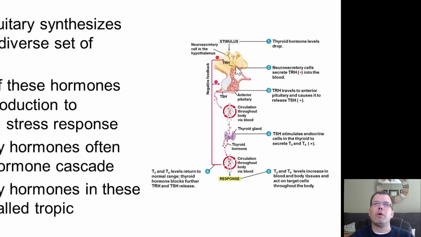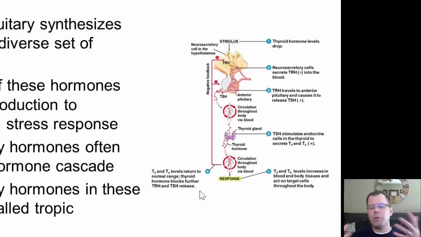That's the stimulus, and so it starts to produce TRH, which causes the anterior pituitary to release TSH. That TSH goes to the thyroid gland, where it stimulates the cells of the thyroid to secrete T3 and T4. That goes throughout the body, so you see two different hormones being released in this case. Levels in the blood and body tissues increase in the target cells throughout the body. And then the thyroid hormones block further TSH release as a negative feedback. So you have negative feedback that shuts down the system and positive feedback that turns on the system.